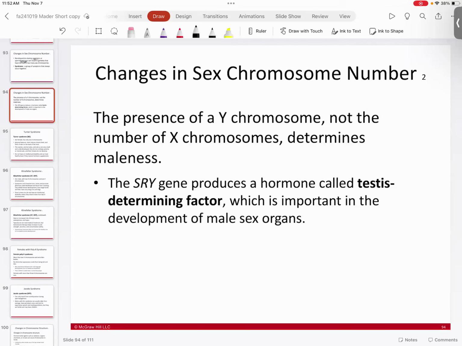So the presence of the Y is what determines male. The reason is because on the Y is a special gene called the SRY, the sex determining region of the Y. That's what this actually stands for.